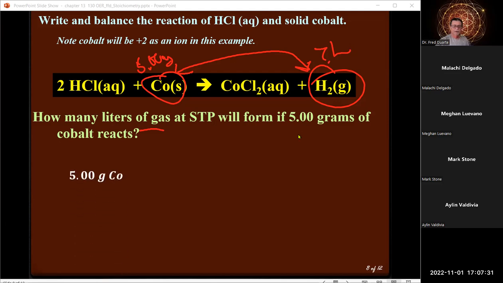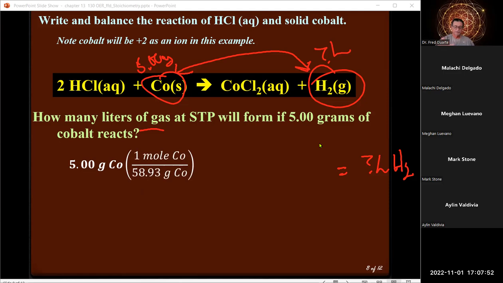That's what they're asking. So we write down what we're given, and we also write down what we're looking for, liters of hydrogen gas. That helps us keep on the roadmap. All right, so the first step is to convert the grams to moles. So we look up the atomic weight for cobalt, which is 58.93. That gives us moles of cobalt.